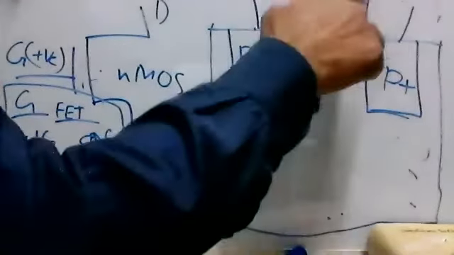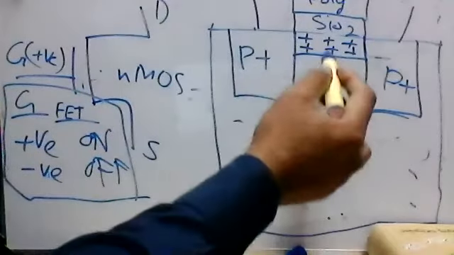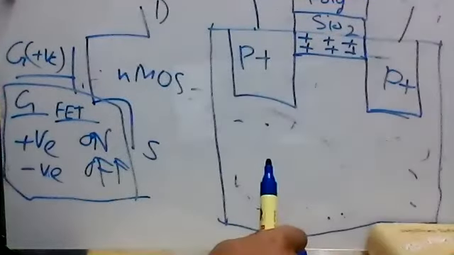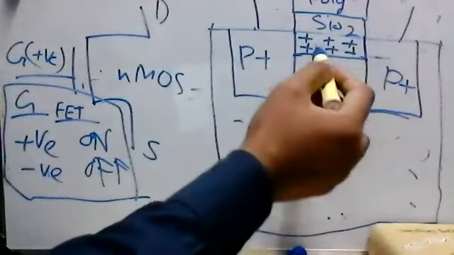We applied negative voltage at the gate. Negative voltage diyechi tokhon ekta channel form koreche. If we don't apply negative voltage, there will be no channel. Right? If no channel hoy, tale no current will flow. Now we see, now there's a positive voltage here and positive channel, and we know that this is a P plus, a P plus. This is full of positive, full of holes.